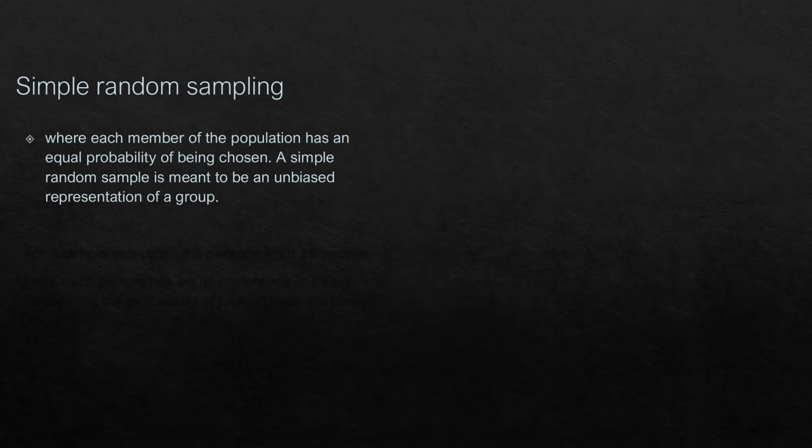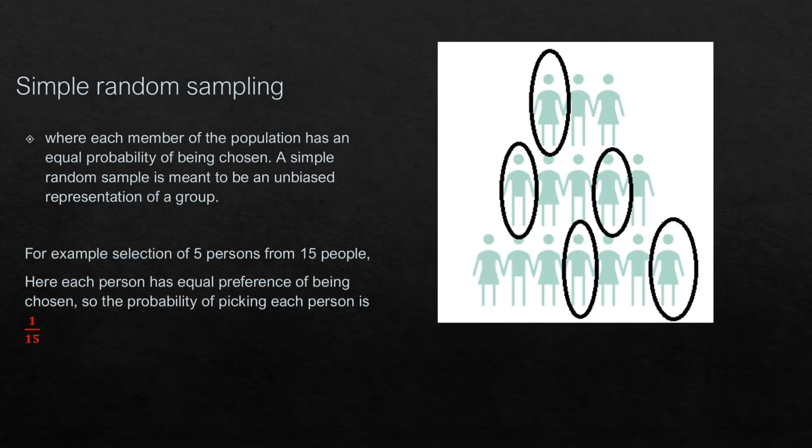First we'll talk about simple random sampling. In simple random sampling, each member of the population has an equal probability of being chosen. Simple random sampling is meant to be unbiased, so it doesn't have any partiality. It can pick anyone randomly, and each person has an equal preference. Let's say for selecting 5% out of 50 people, each person has an equal chance of being chosen. So the probability of picking each person is obviously 1 divided by 50, right?